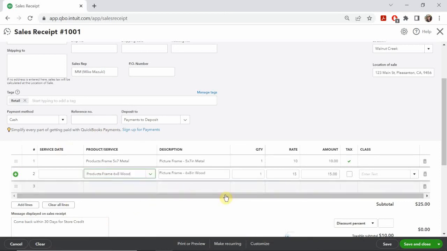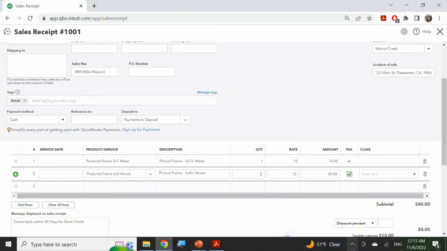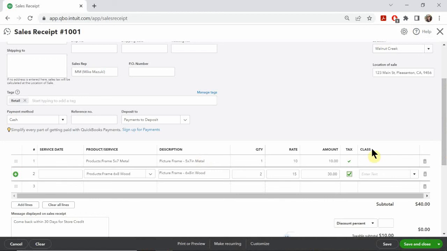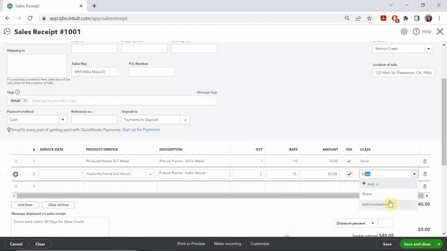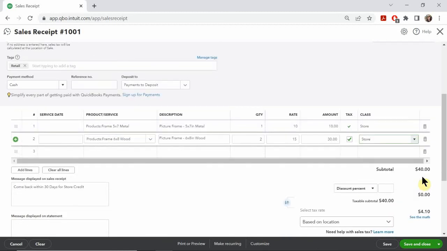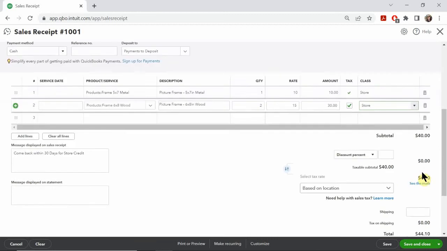Okay? We sold two of them, right? And right now it's currently priced at $15 each. And of course, it's going to be taxable. Again, class is going to be, because this was an in-store sale, so we're going to go ahead and associate it to the store. Now, as we scroll down below, we can see the subtotal here is $40, right?